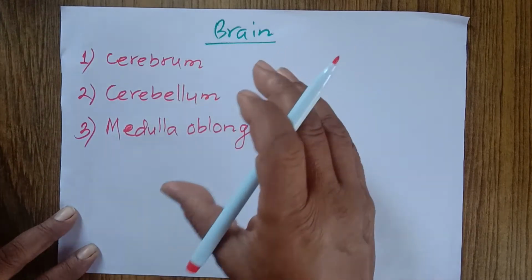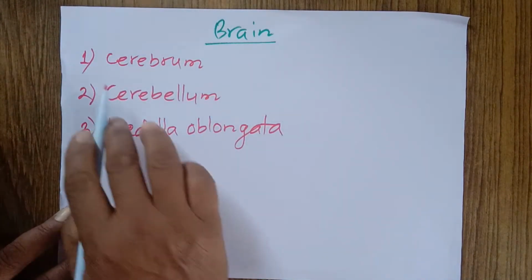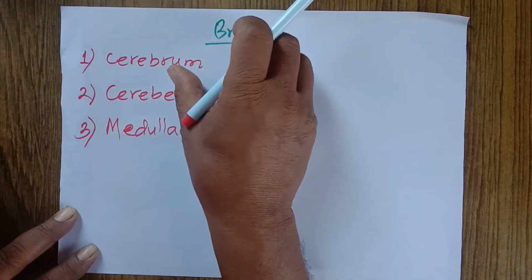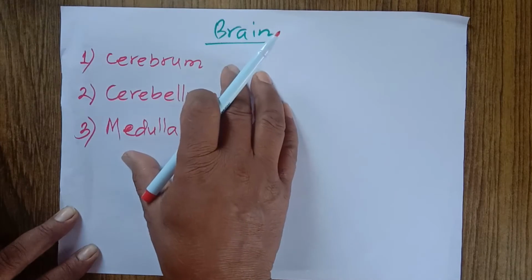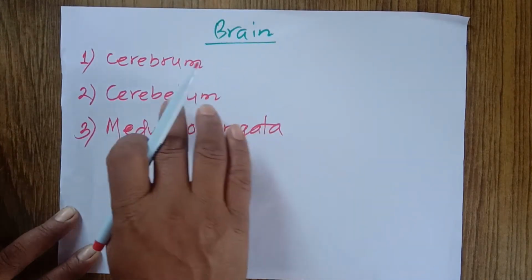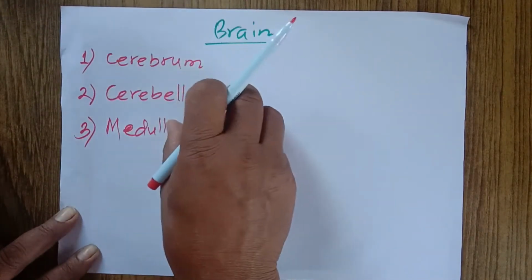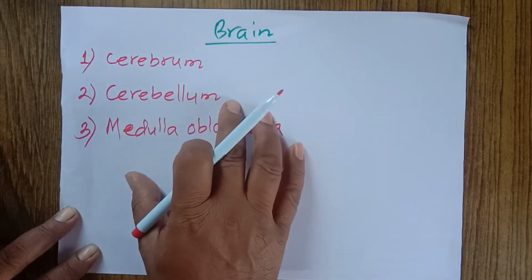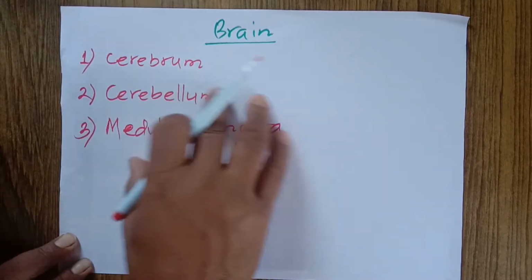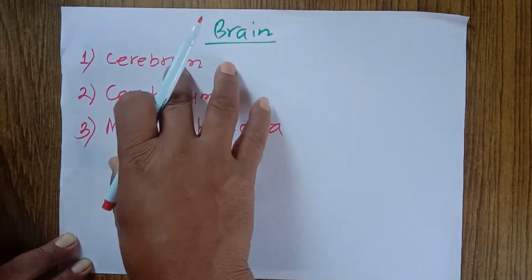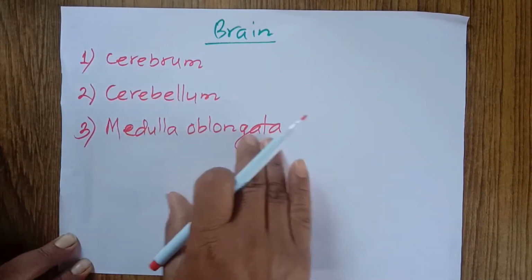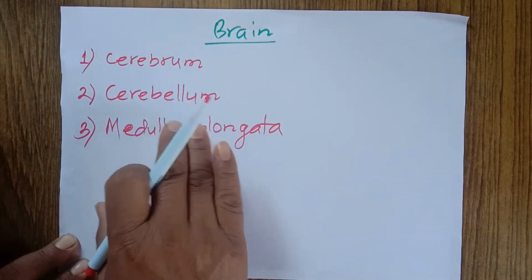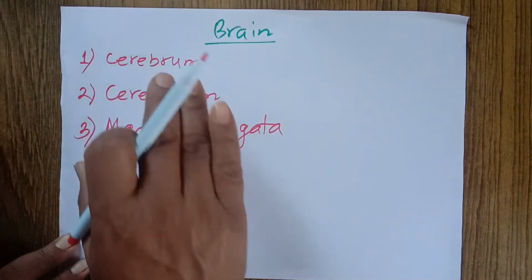There are three parts in brain. And cerebrum is the bigger part, and it occupies most of the part of the brain. And cerebellum is smaller than cerebrum, which lies at the back side of the brain. And medulla oblongata lies at the lower side of the brain. Comparatively, this medulla oblongata is much smaller than the cerebellum and cerebrum.